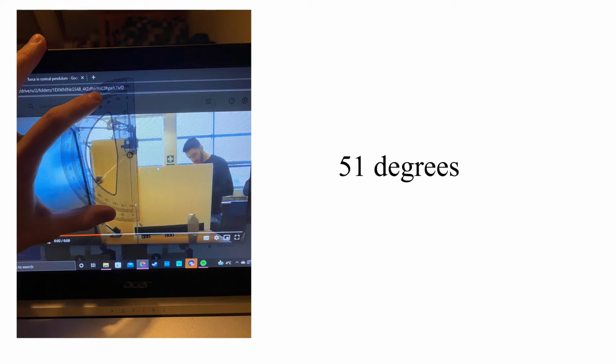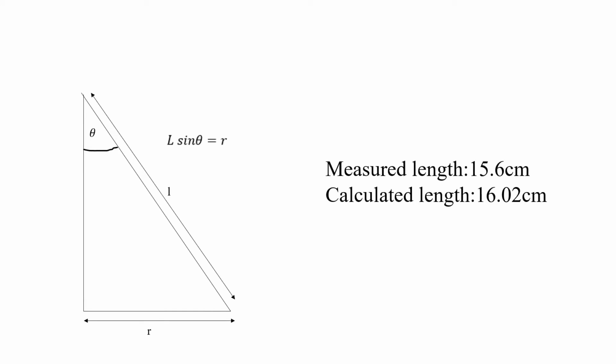From this, the radius could then be calculated, although there is no easy way to tell if this value is what we would expect. However, if we use some trigonometry, we find that the length of the string is r over sine theta, so we can measure the length and see if this is close to the calculated value from our equations. We measured the length of the string to be 15.6 centimeters and calculated it to be 16.02 centimeters. So from this we can see that the model is fairly accurate.